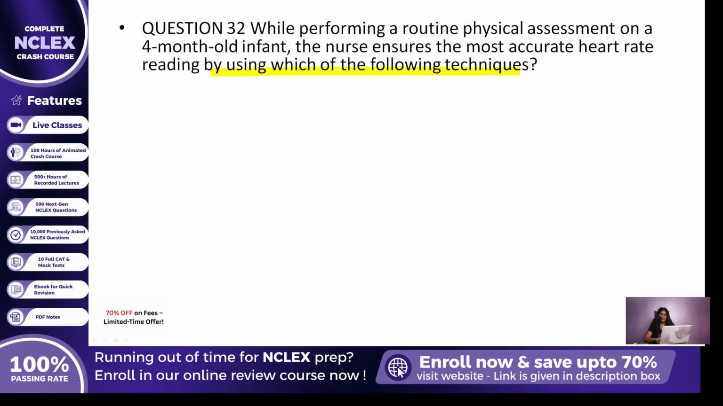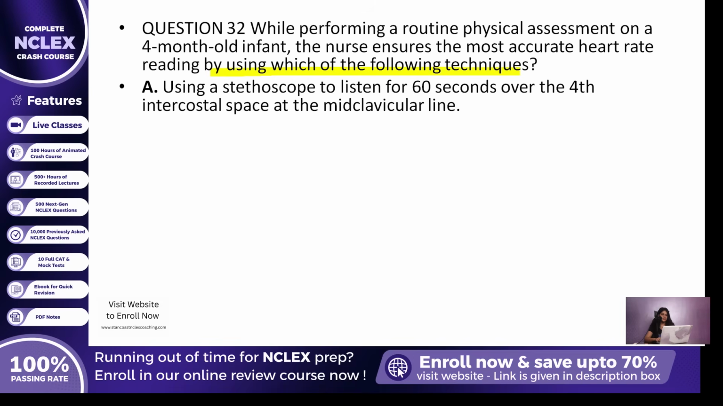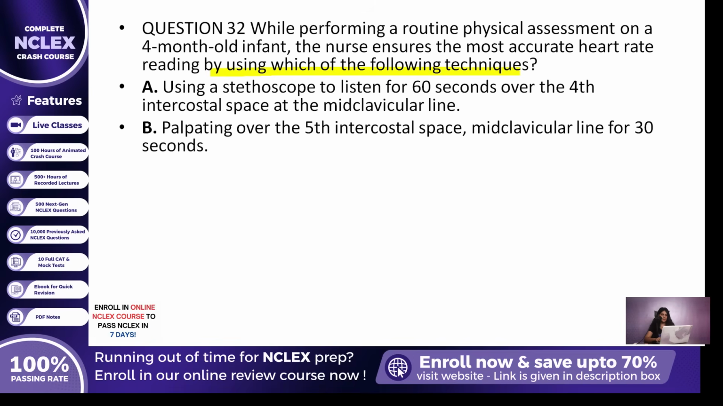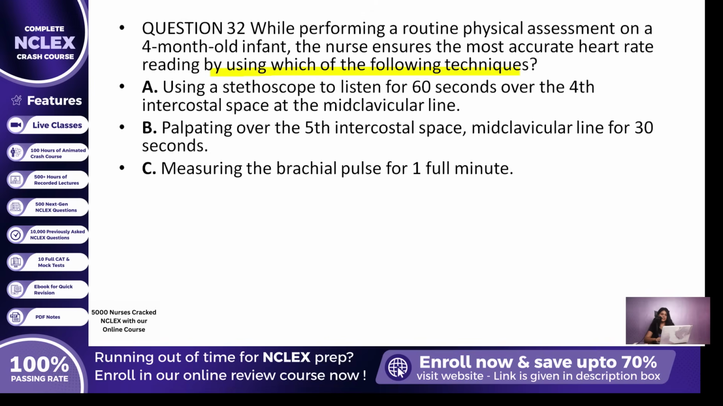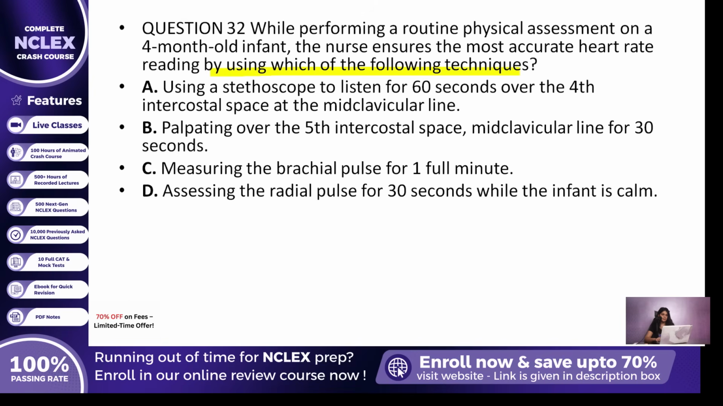The options are: Option A, using a stethoscope to listen for 60 seconds over the 4th intercostal space at the mid-clavicular line. Option B, palpating over the 5th intercostal space, mid-clavicular line for 30 seconds. Option C, measuring the brachial pulse for 1 full minute. And Option D, assessing the radial pulse for 30 seconds while the infant is calm.